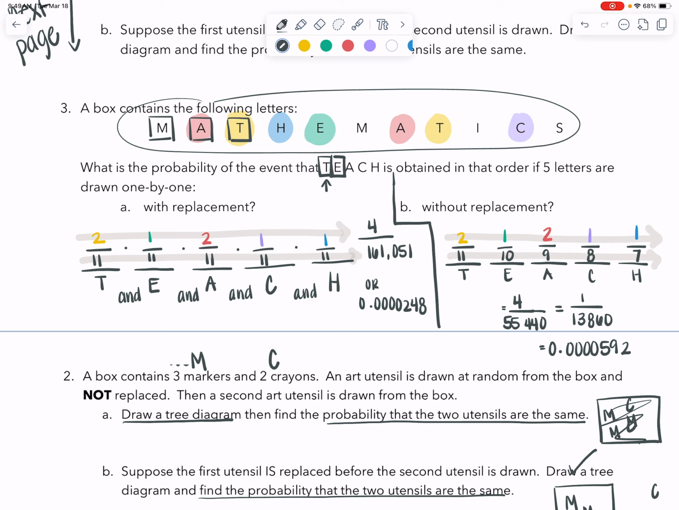Make sure, though, with your fractions, if you are going to do the fraction, that you do reduce the fractions before your final answer.